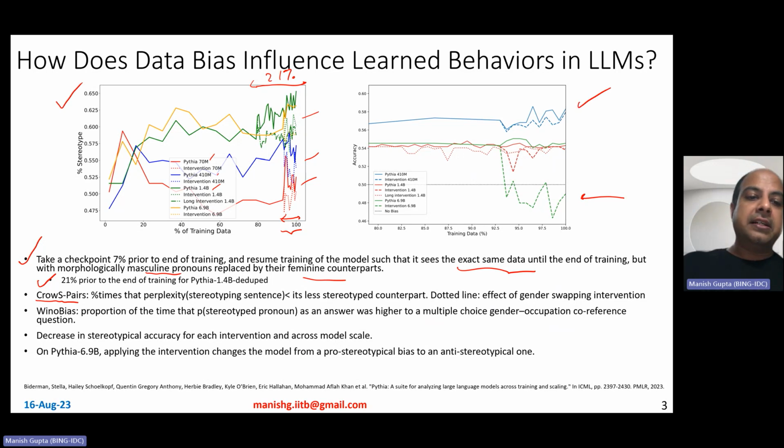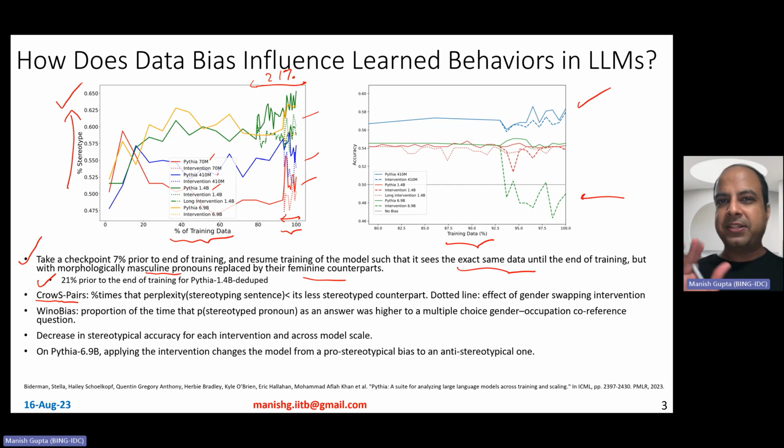Here on the x-axis, of course, is the percentage of training data, and the same on the right side as well. On the y-axis, what you see is the percentage of stereotype. So the idea is that this captures the percentage of times that the perplexity of the stereotyped sentence, the biased sentence, is lower than its less stereotyped counterpart. Now remember, lower perplexity means better. So percentage stereotype basically means the model is biased. The higher this value, the worse it is. You would like to have smaller values. That's the idea. Okay, so what do you observe?